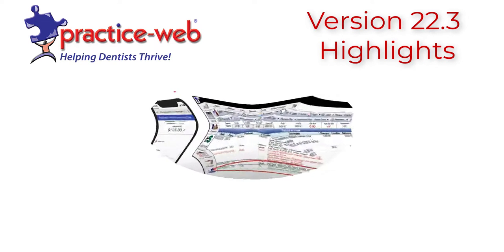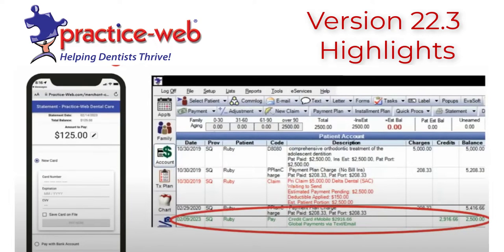Are you looking for a faster, easier way to collect patient payments? Try Global Payments Integrated Solutions. With Global Payments, you can accept card-present transactions, text and email requests for payments, and if the patient pays by text, the record of the transaction will populate in the patient's ledger.